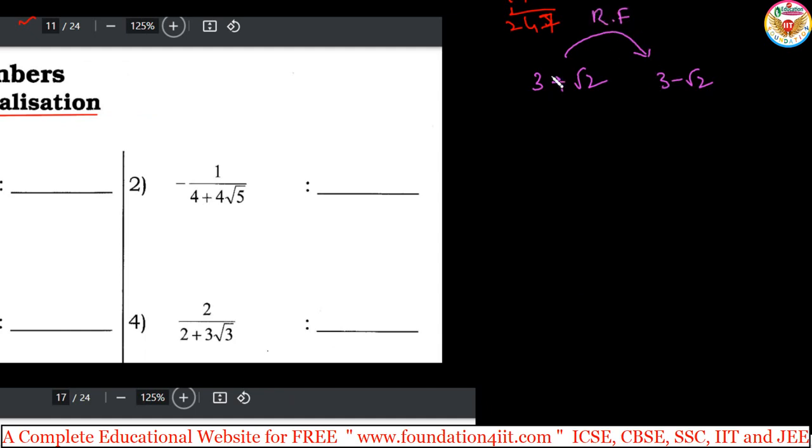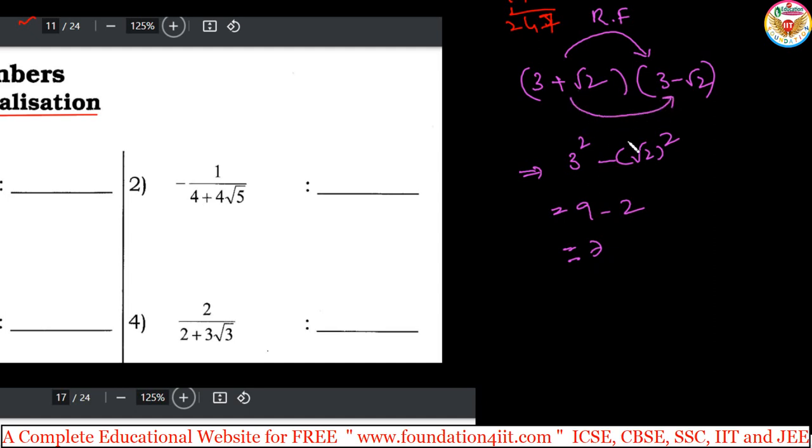Rationalizing factor, because if I multiply these both, you will get a rational number. This is an irrational number. 3 plus root 2 is irrational. 3 minus root 2 is also irrational. By multiplying these both, you will get a rational number. A plus b into a minus b is a square minus b square. 3 square minus root 2 square. 3 square is 9. Root 2 square is 2. So 7.